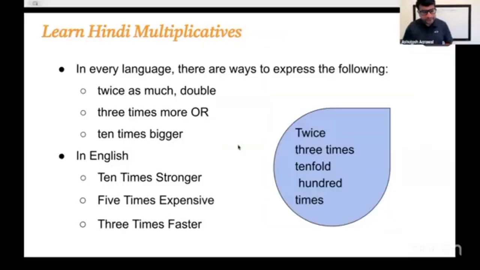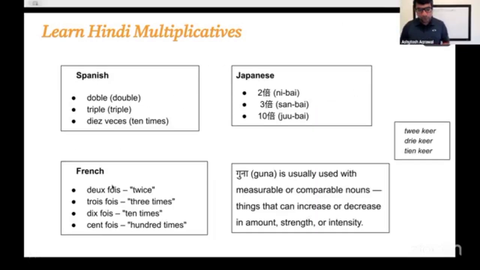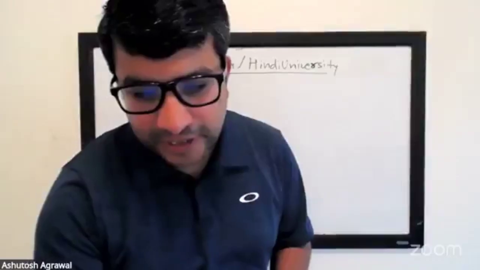So today's topic is how do we do the multiplicatives, like 2 times, 3 times, 4 times, 5 times, right? The goal for this class is that you'll be able to take the numbers that you learn and talk about a number followed by the times. But in Hindi we have a suffix called Guna. Okay, I'm going to stop sharing and talk about it.